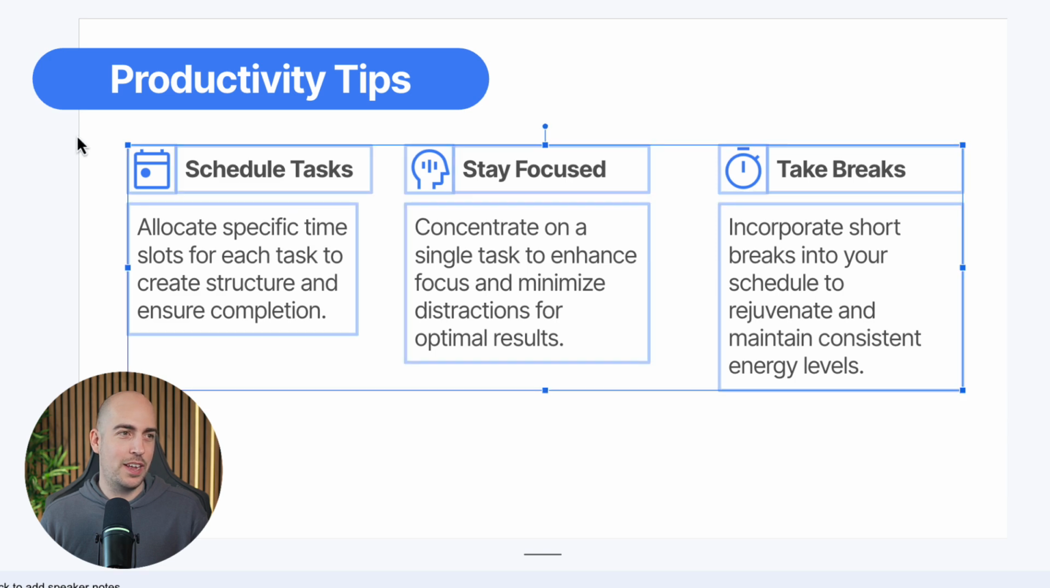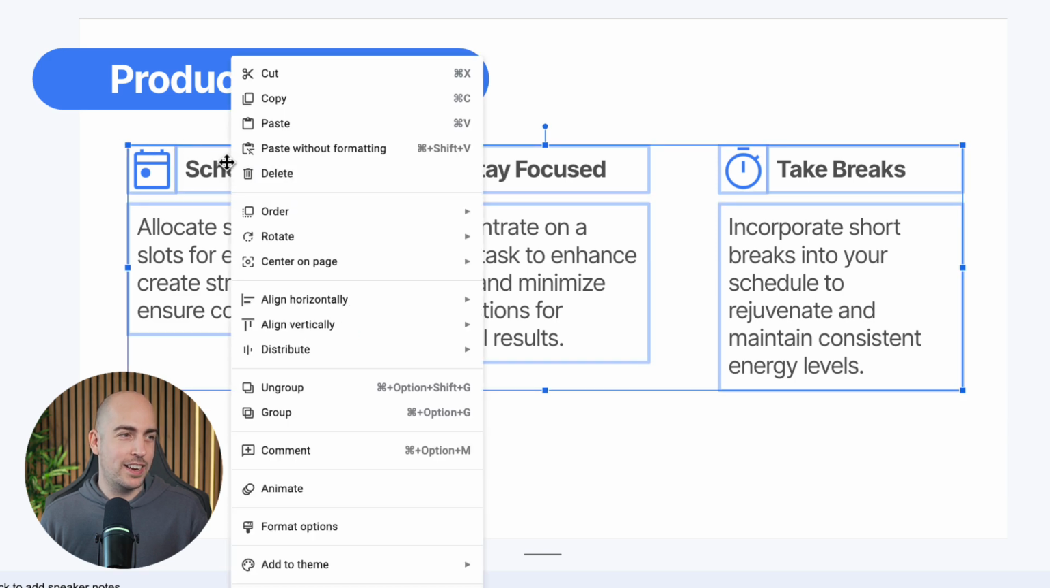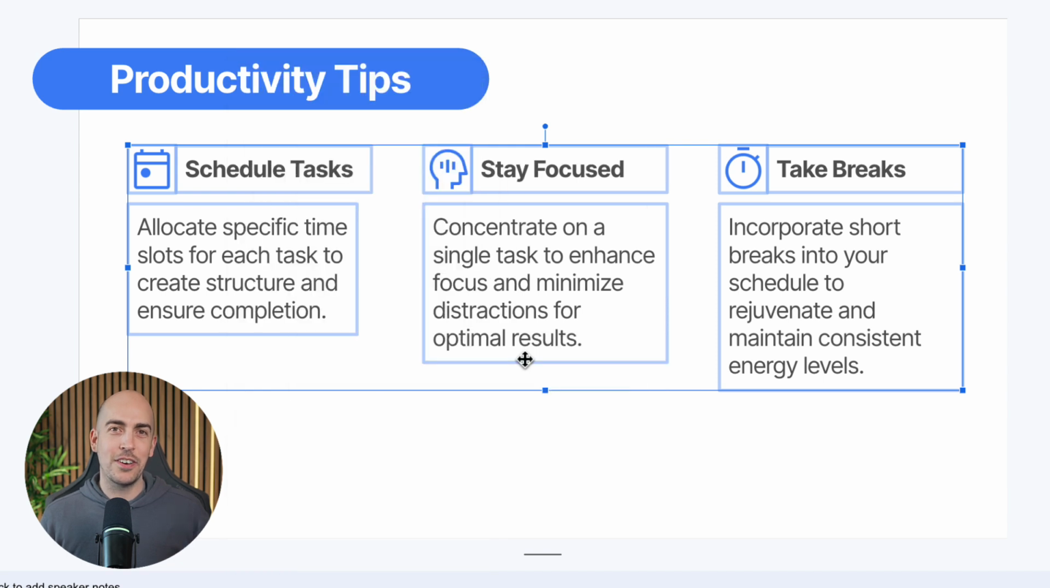Highlight all of the groups again like this. This time when I right click, I'm going to choose distribute and then horizontally. And that's going to make sure these three groups of objects are evenly spaced across the slide. And that is how you take a boring slide of bullet points into something much more interesting.